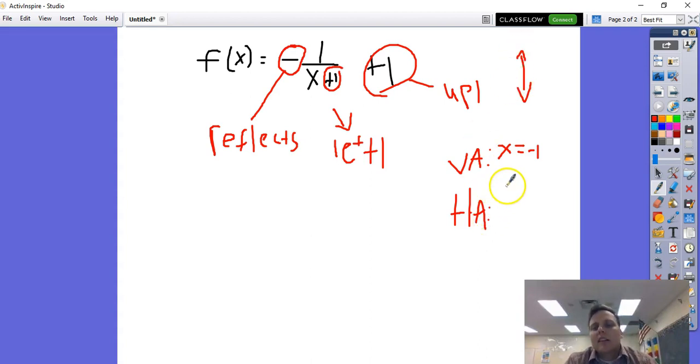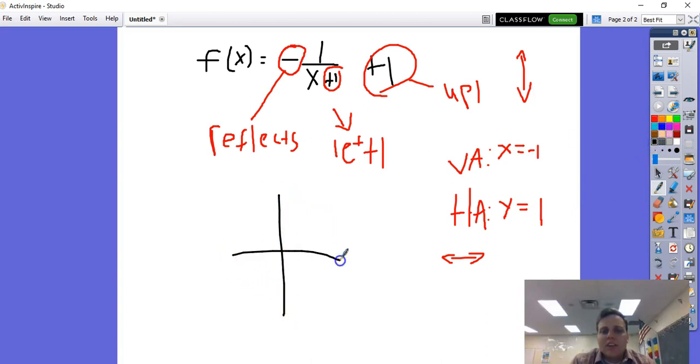All right, what about a horizontal asymptote? Well, that was originally at y equals 0. But now remember, horizontal is infinitely long left to right. Is moving to the left one going to affect an infinitely long left to right line? No. What about reflecting? No, it's just going to reflect on top of itself. But what about up one? Can you move an infinitely long left to right line up one? Yes, you can. So instead of now being at y equals 0, it's at y equals 1. Great.